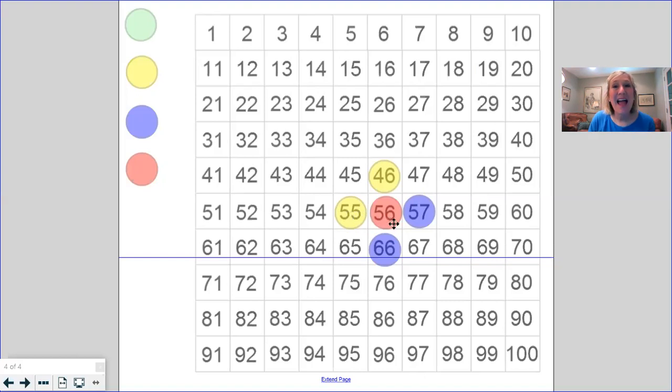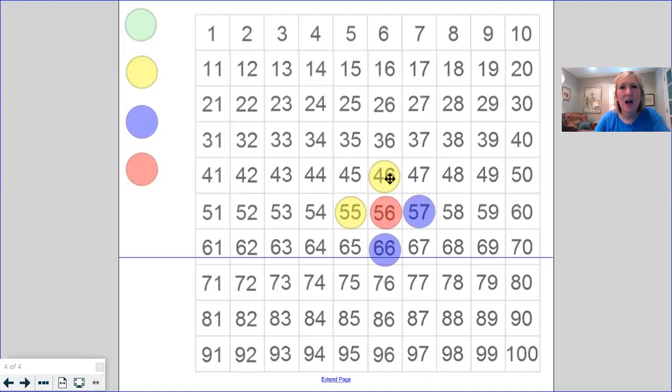If you want to add 10 more, you're going to go straight down, 10 more. And if you want to go with 10 less, take 10 away, you're going to go straight up. Let's try it again. Let's see if you can find the number, let's say 28. 28. 2 10s and 8 1s.